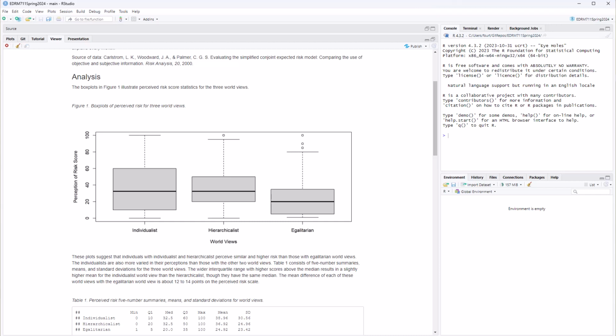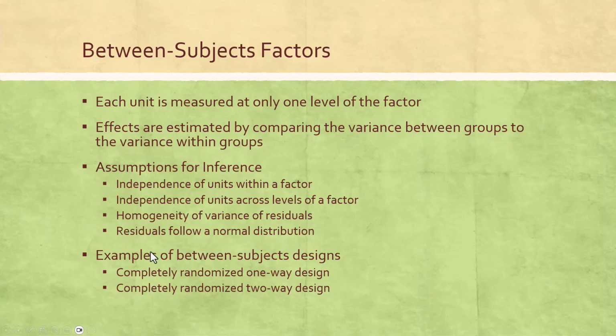We gave them an instrument. And after looking at the scores and how they answered the items on the instrument, we identified them as being individualist, hierarchicalist, or egalitarian. So while a completely randomized one-factor design is a between subjects factor example, so is a non-randomized one-factor design as long as individuals are placed in one and only one category. Another example that we have is a two-way design, and that could again be completely randomized, or it could be randomized on one factor and not the other, or on neither factor.